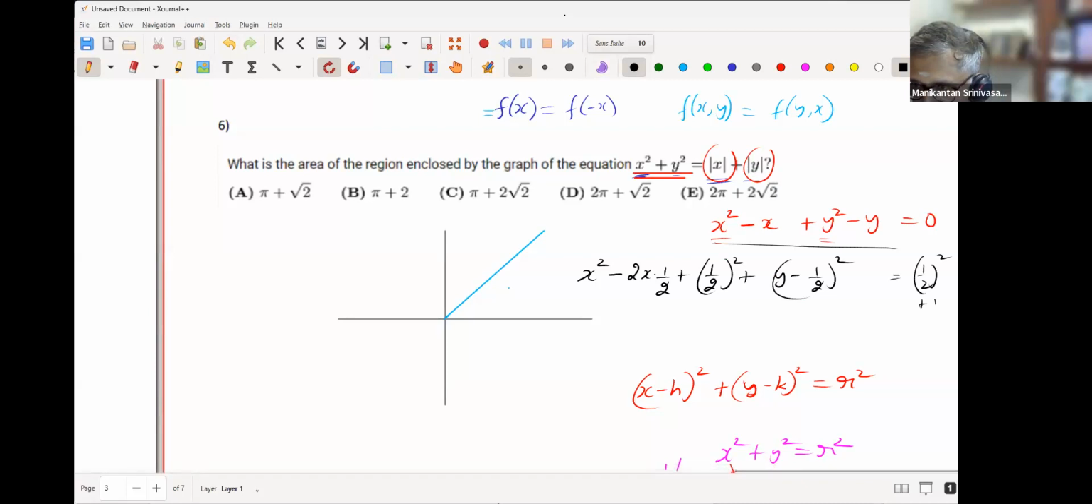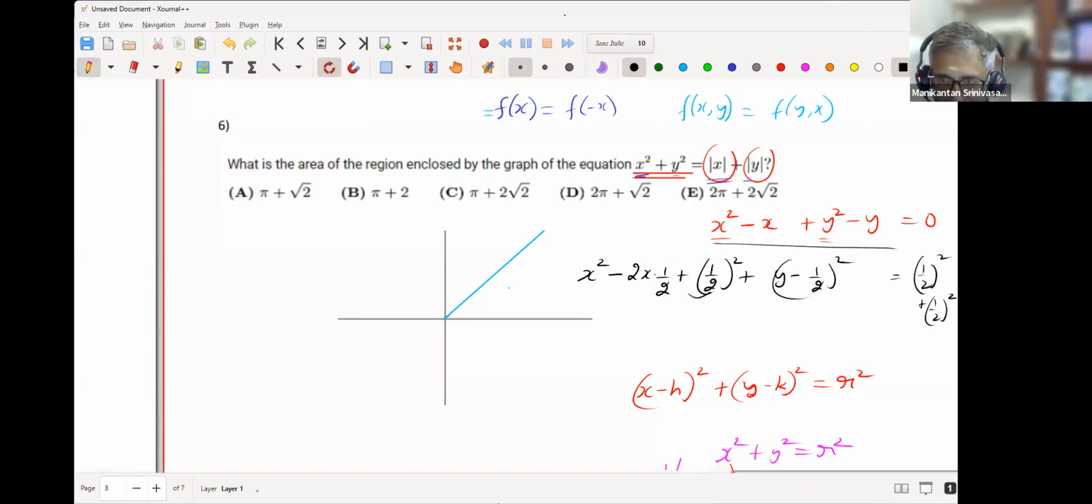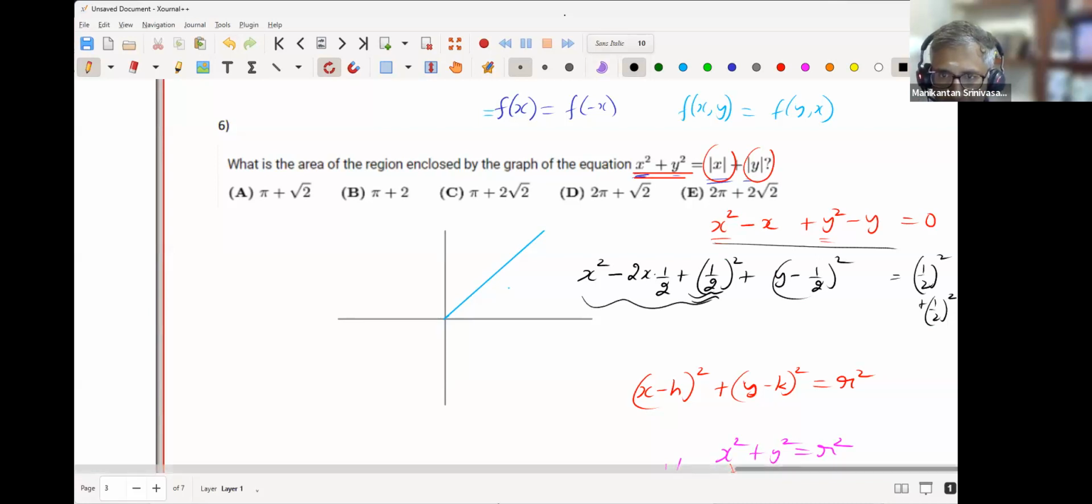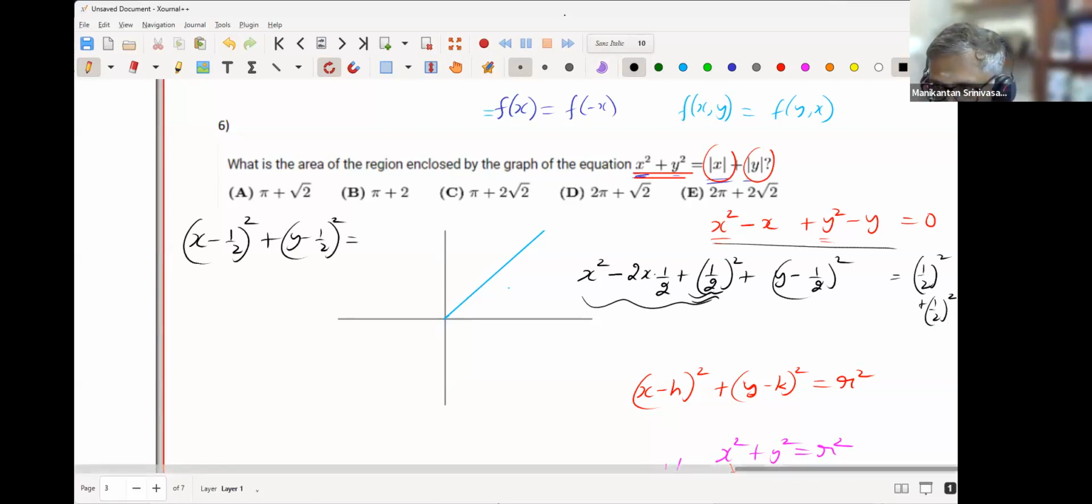And I'll add another half square to compensate here. I'm just completing the square here, guys. I'm adding the half square to match the (x minus half) whole square. So what does it become? It becomes (x minus half) whole square plus (y minus half) whole square equal to half square plus half square, which is how much? Half.